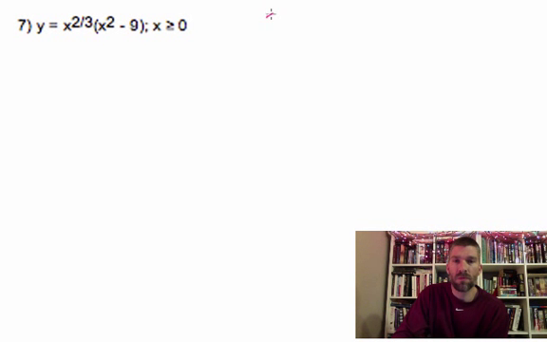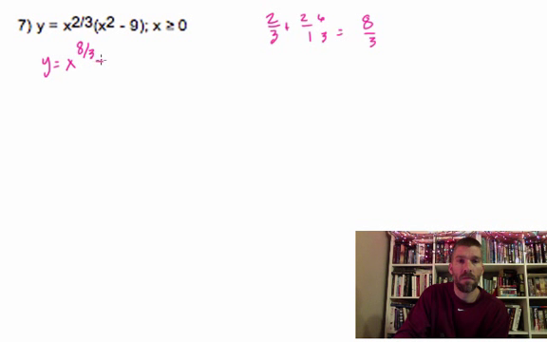Remember, when you multiply through with exponents, you're going to add them. So 2/3 plus 1, this is how it would be. Well, that's going to end up being 6/3, and that turns out to be 8/3. So what I'm going to end up with is y equals x to the 8/3 power minus 9x to the 2/3 power. And I just found for this particular problem, this was the easiest way to attack it. You could do several different things. You could use product rule and get the same exact answer.